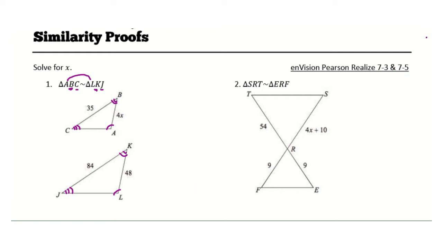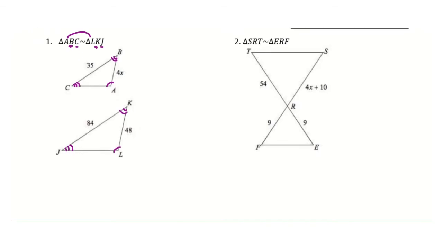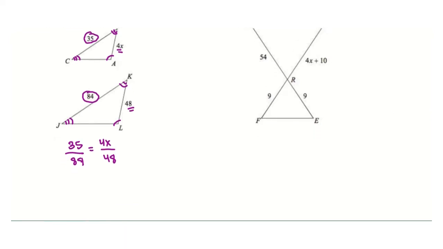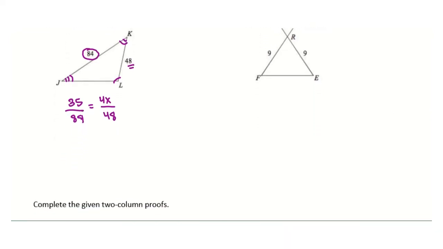Now I want to solve for x. So here if I look at my two triangles, 35 is in the same position as 84. So I can set up that ratio. So 35 over 84. And that's going to equal 4x over 48, since those are in the same position. When you have proportions set up like this, you can cross multiply to solve.